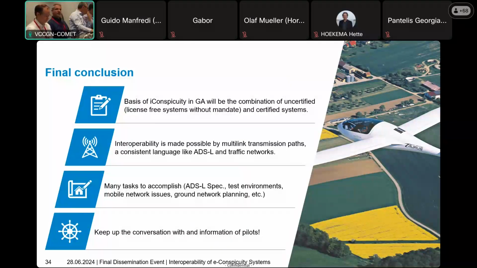We have a lot of tasks to accomplish, like the ADSL specification, test environments that we need to build up, the mobile network issues and the groundwork network planning. And at least we have to keep up the conversation and the information of the pilots.